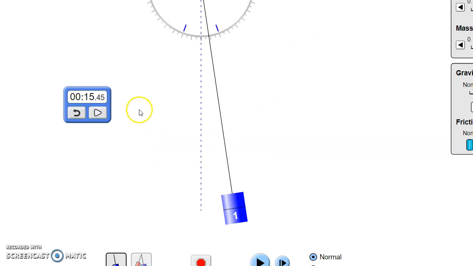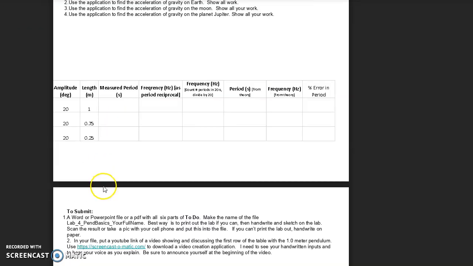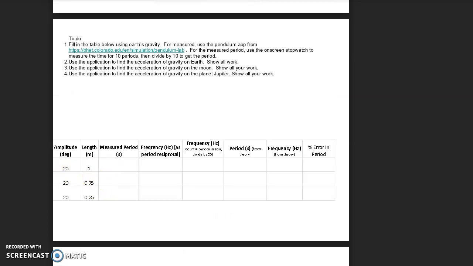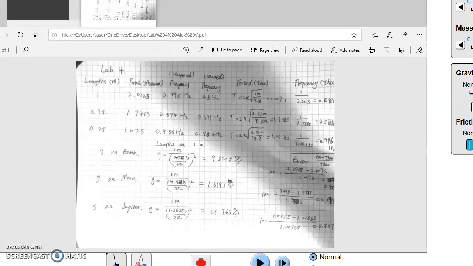The reciprocal of that would be the measured frequency. So, get a stopwatch going, and set the amplitude to 20 degrees. Right, that's correct. Amplitude is 20 degrees, and then you just count. I counted for my period. The measured period is 2.022 seconds, and the reciprocal of that is 0.495 hertz.